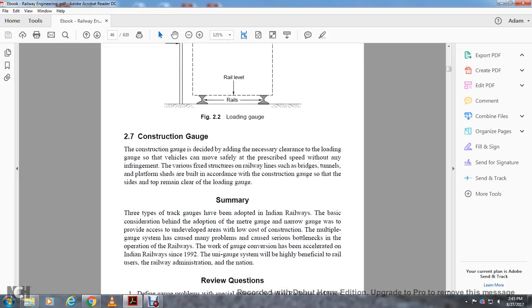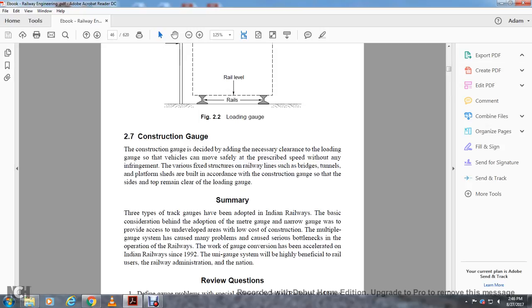The construction gauge is decided by adding the necessary clearance to the loading gauge. Vehicles can then run safely at the prescribed speed without any infringement of specific structures. Railway structures such as bridges, tunnels and platform sheds are built to the construction gauge so that the sides and the top remain clear of the loading gauge.